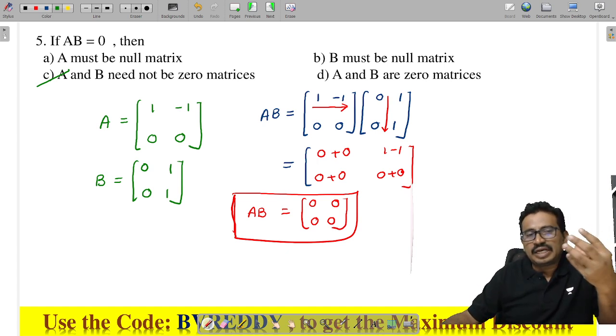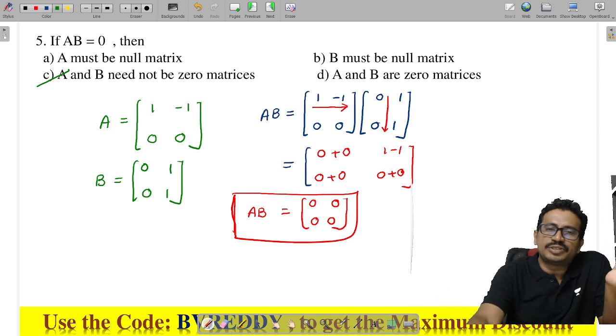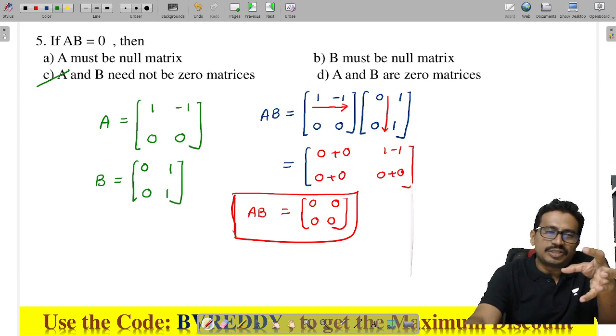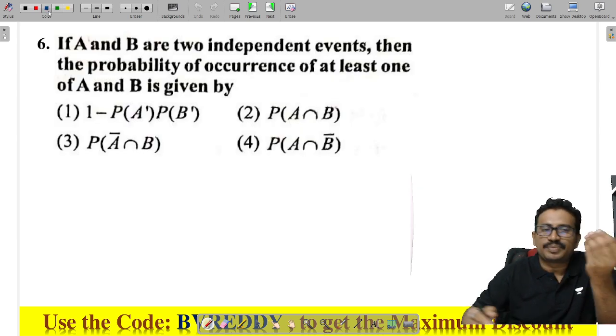For AB to be 0, A and B need not be 0 matrices. If A or B is 0, then definitely the product is 0. But even though A and B need not be 0, the product may still be 0. Right, these are the linear algebra problems. Now let's see the probability problems. So let's take the probability problem.